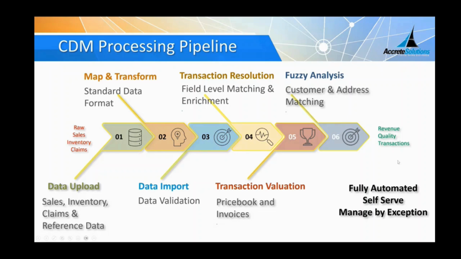So out of these 6 stages comes your revenue quality transactions. This pipeline is fully automated. There's no human intervention required anywhere. The data will just flow through, and you only have to look into anything if there are any exceptions. So it's a fully automated self-serve platform which is managed purely by exceptions.